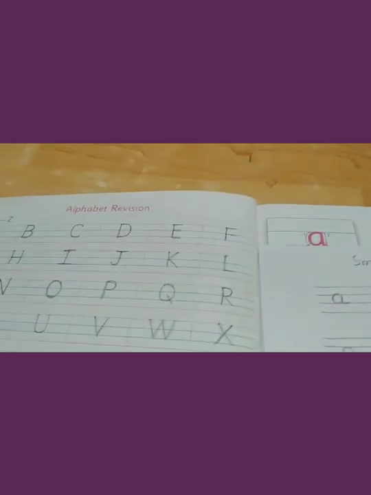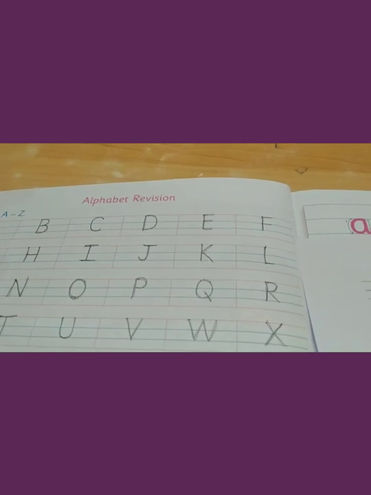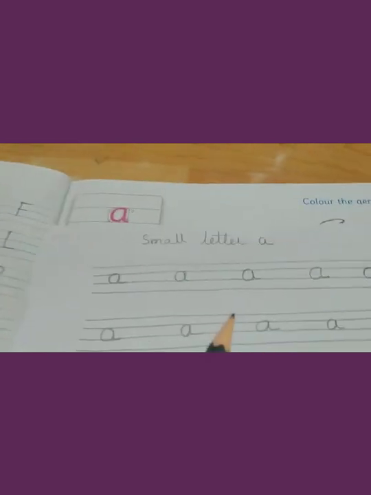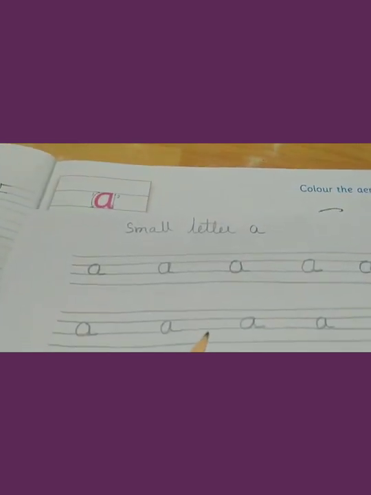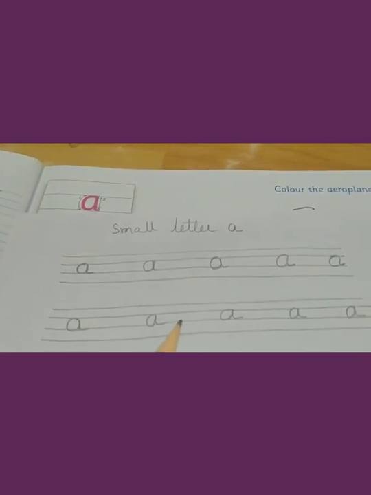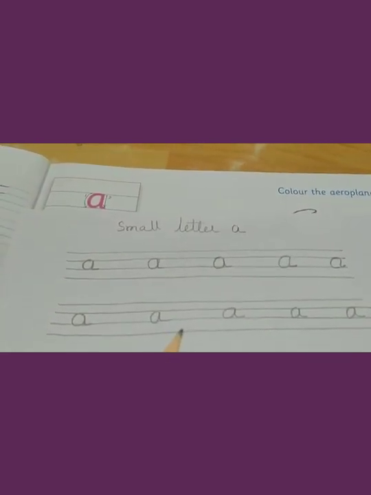So, capital letters A to Z 2 pages, small letter only A 2 pages. Read and write. This is the homework for you.